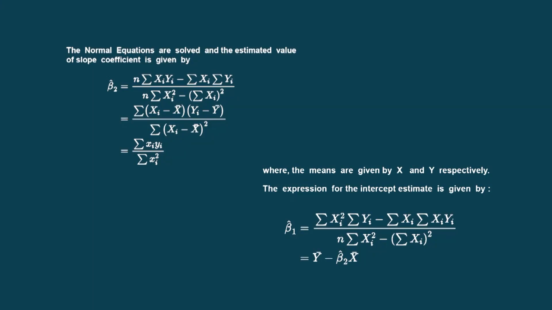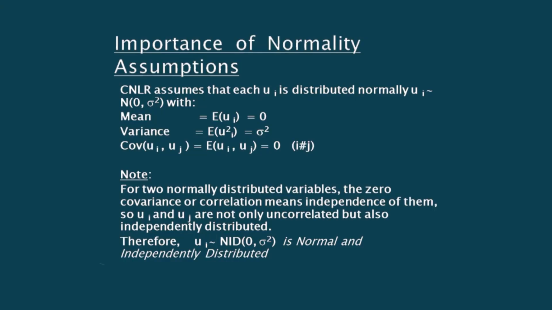The normal equations are derived, and accordingly beta 1 and beta 2 are already derived as done in the previous module. Now we get into the very important part of this estimation procedure before we jump on to the properties. We need to address the issue of importance of normality of these assumptions. Why the normality assumption is very much required in this entire process.